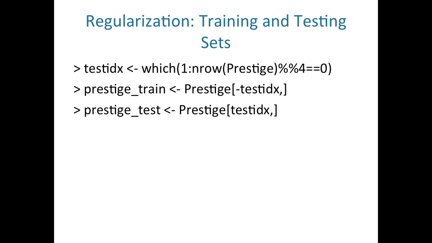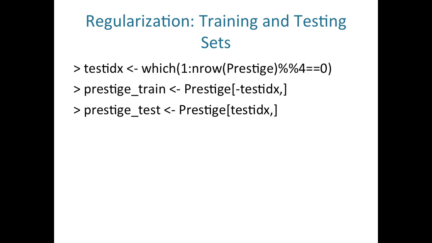So we know that prestige has 102 rows exactly. What we do is take all the rows in prestige, divide the row number by 4, and if the remainder equals 0, that's going to be a row that we keep for the testing set. That's what the first line means. In the first line, we are basically generating row numbers that we use for the testing set.